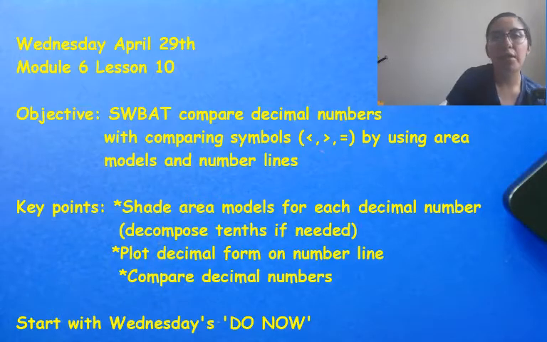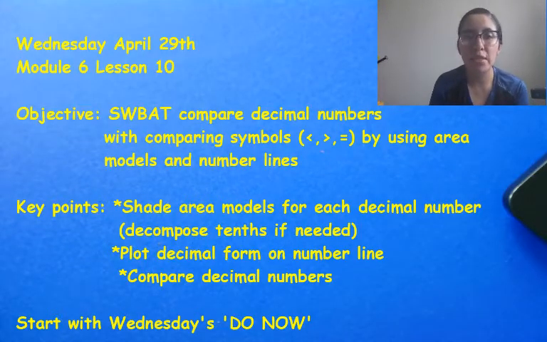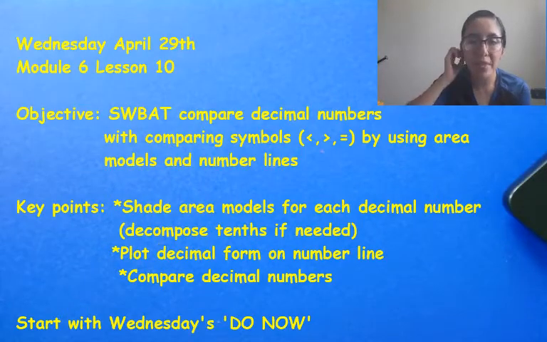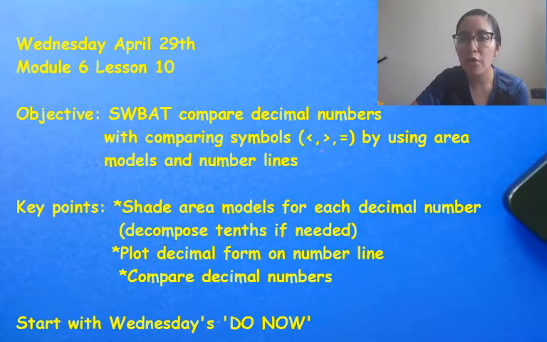Today's objective: by the end of today's lesson, you should be able to compare decimals, and we're going to be doing that with the symbols greater than, less than, or equal to. To do that, we're going to be using an area model and number lines.